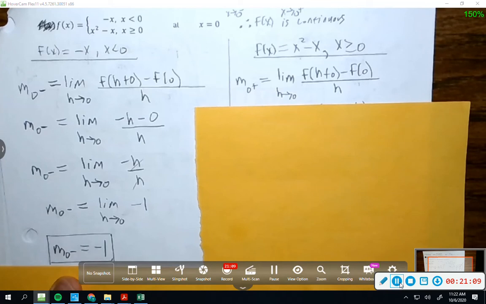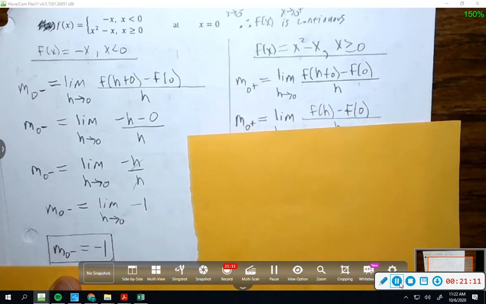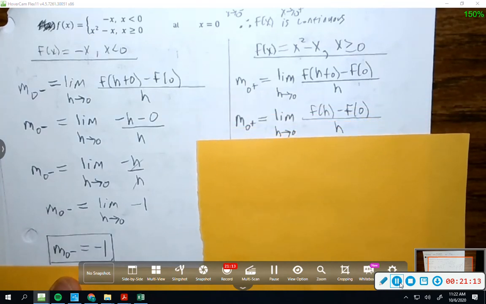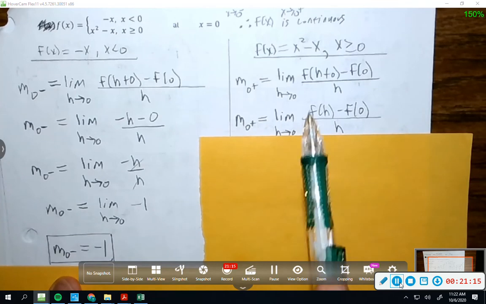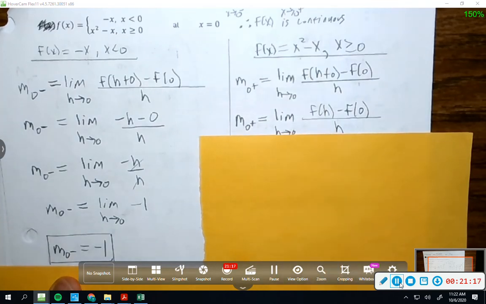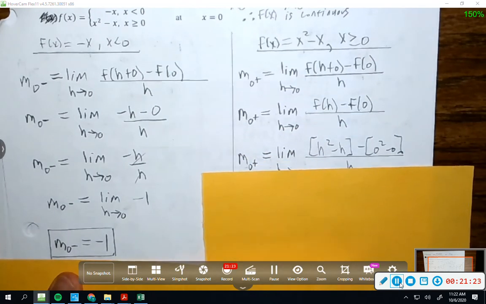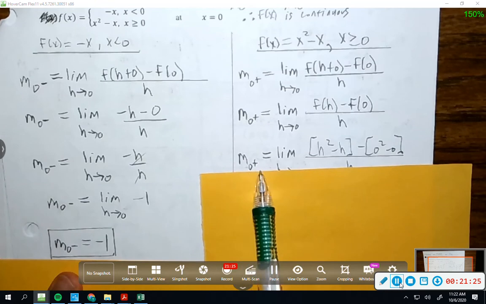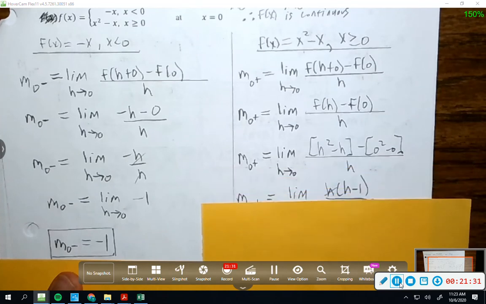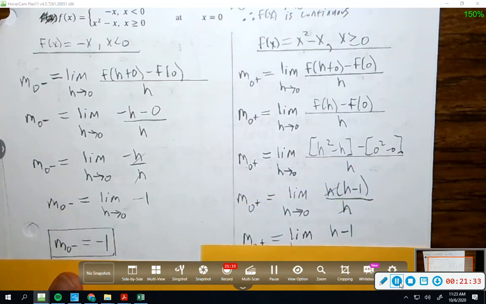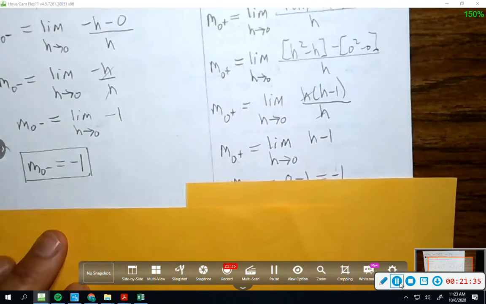So again, h plus 0 is just h. If I plug h into this function, I get out h squared minus h. If I plug 0 in, I get out 0. So we have something that looks like this. Notice how I'm indicating 0 from the right with the plus sign. So I read this, the slope at 0 from the right. Factor out an h, cancel the h, plug 0 in. We also get out negative 1.